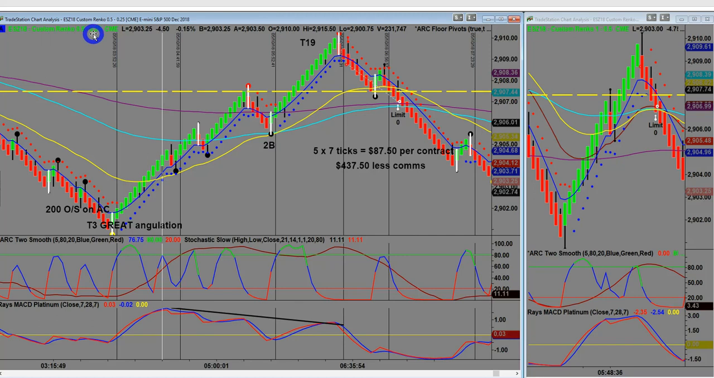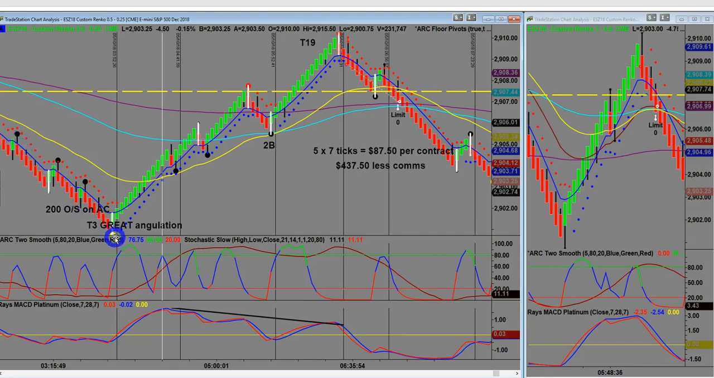This is on the ES 2 tick Renko. There's my little V, my high on price, and there is my divergence. Thank you very much. 437 less about $20 in commissions. But so what are we looking at now? Down here, see this here, traders, you've got an overshoot.